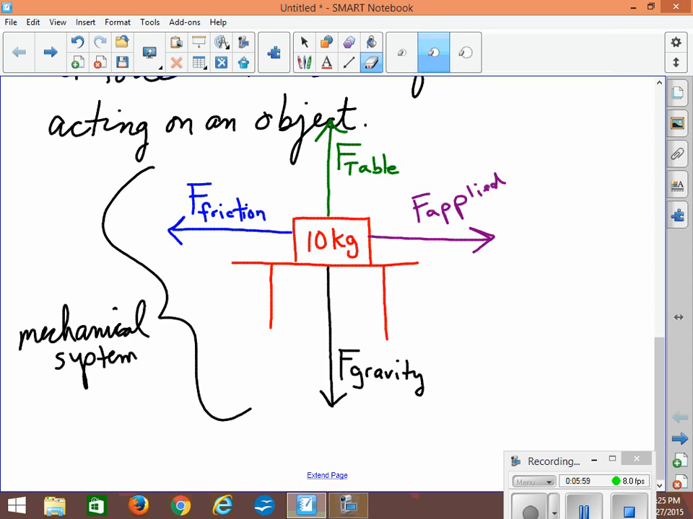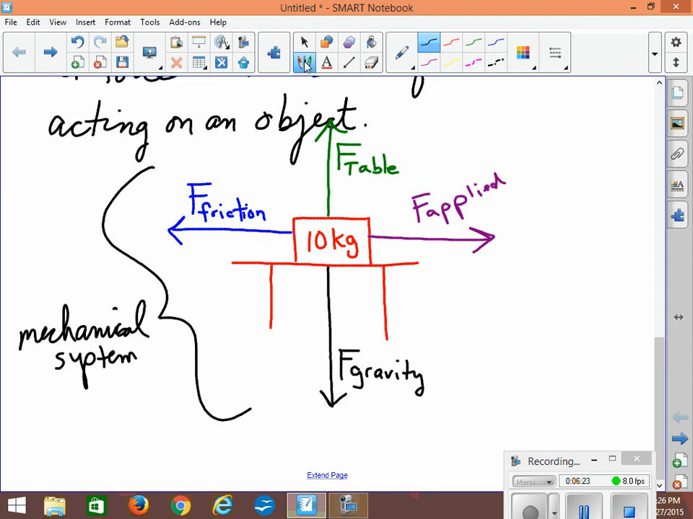Now what might we want to do with this mechanical system? Well, some questions we might ask are, if I'm pushing the block, is it moving? We've all pushed things and made them move, so maybe this box will move if I push it. But maybe it won't. Maybe the box is so heavy that even if I push it with all my strength, I can't make it move. And so we like to ask ourselves questions like that.